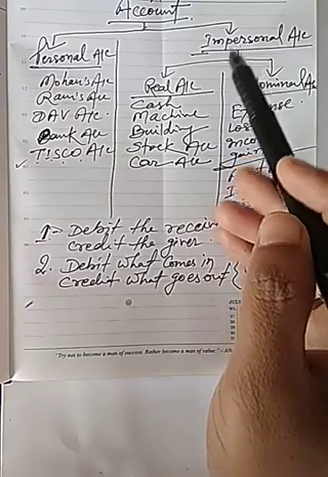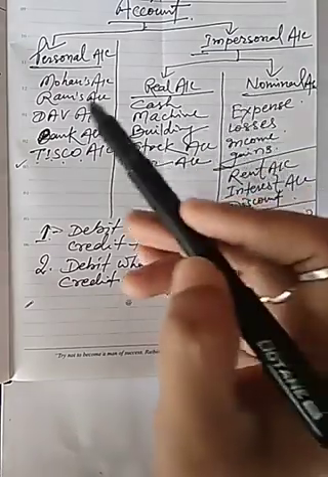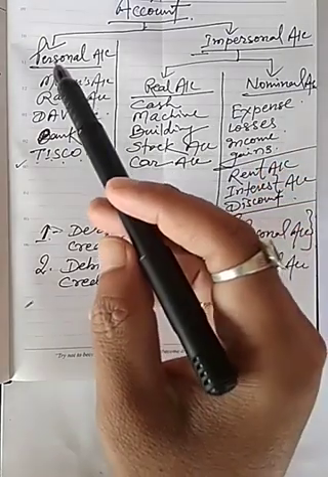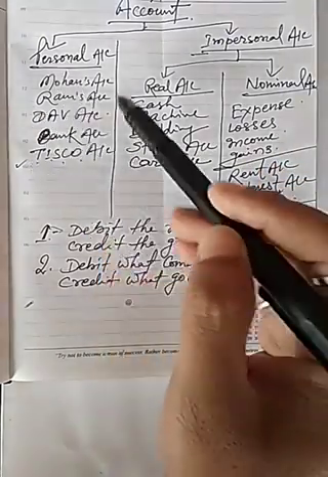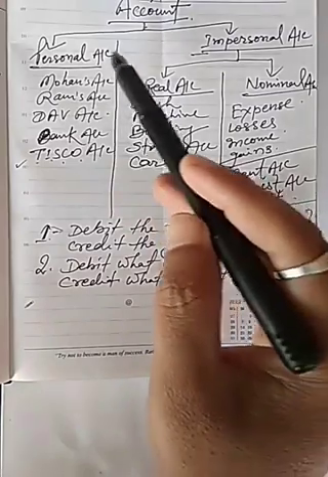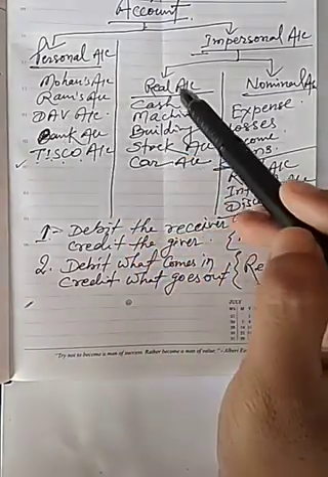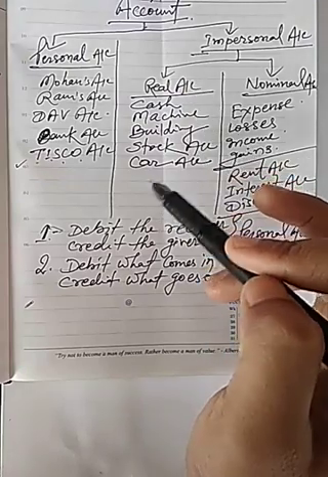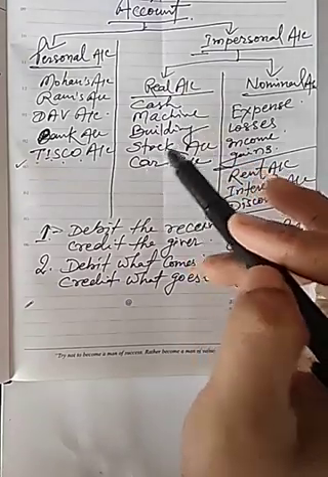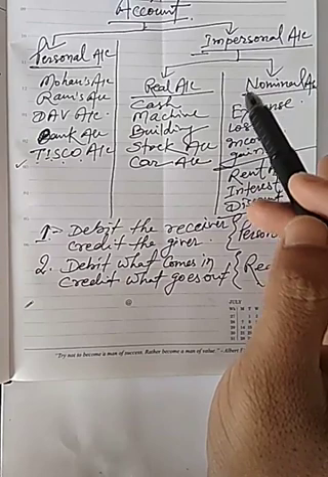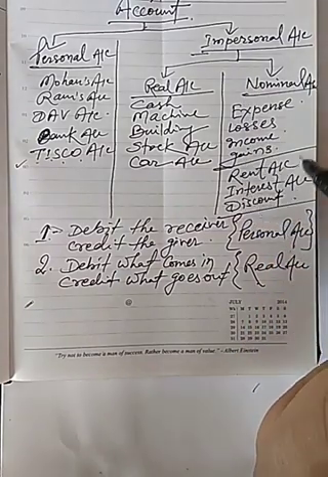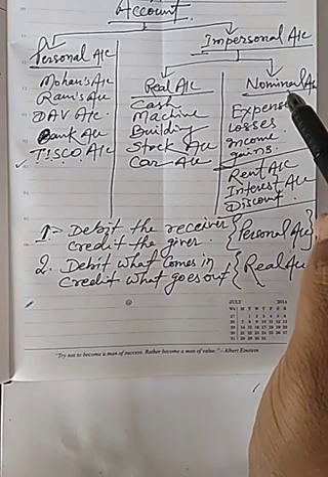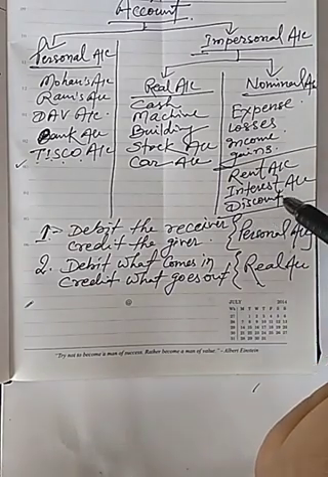Impersonal accounts are divided into two parts. So there are three main accounts: personal, real and nominal. Personal account is related to the name of the firm, the name of the business. Real account is related to all the assets of the business, and nominal account is related to all the expenses and losses, income and gains of the business.